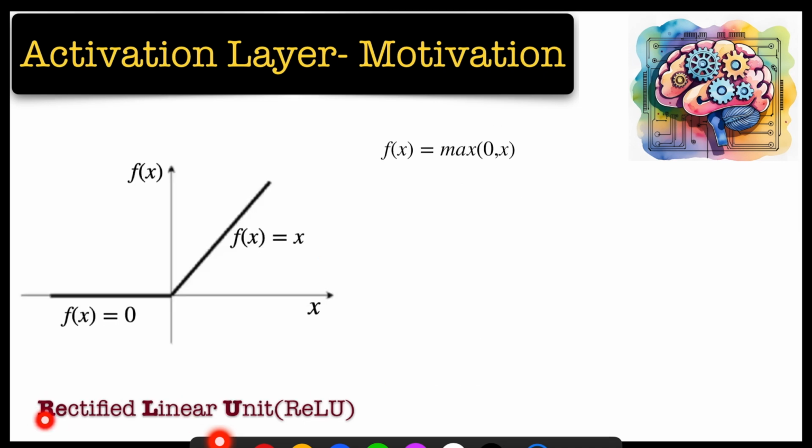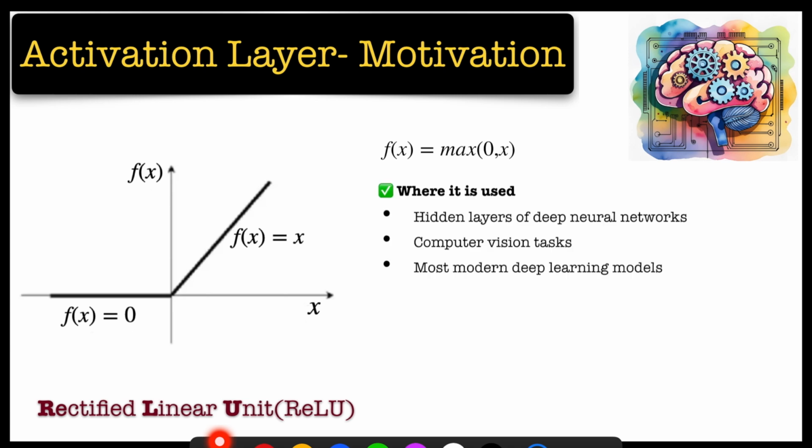This is ReLU, or rectified linear unit. This is very simple. f(x) is max of 0 or x. If the x value is positive, f(x) is x. If it is negative, it is 0. Very simple. So where is it used? In hidden layers of deep neural networks, in computer vision tasks, and in most modern deep learning models. As an activation function for the hidden layers, we use ReLU.